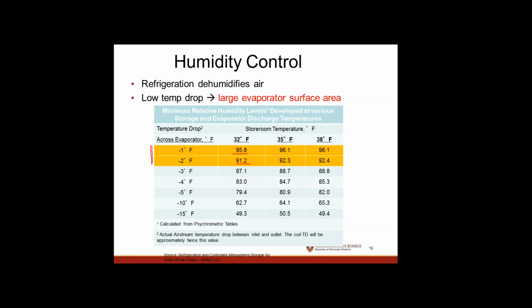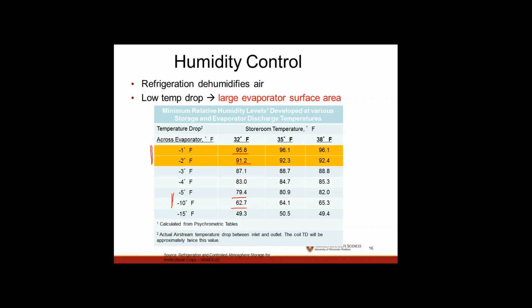If you go by a beer cooler, that's going to be more in the 7 to 10 degree temperature drop across that thing. So then we're going to be in the 60 to 70, maybe 80% range. So we're not going to be anywhere high enough humidity to maintain quality produce for long-term storage anyway.